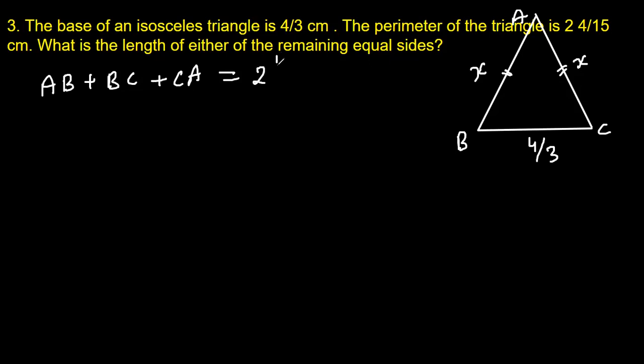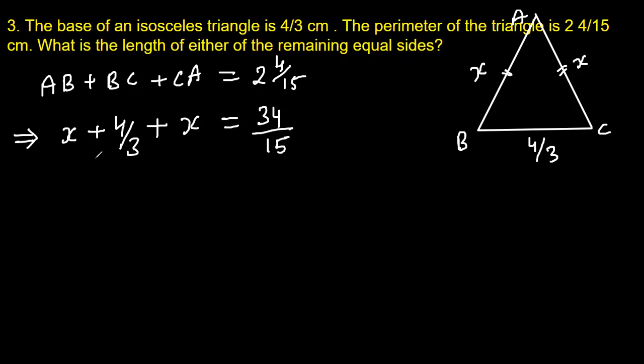what they have given, 2 4 by 15. This number 2 4 by 15, 15 times 2 is 30 plus 4, so 34 by 15 we can write. Value of AB is x. This implies x, BC is 4 by 3, and CA is also x, is going to be 34 by 15. X plus x is 2x, 1 mango and 1 mango, 2 mango. Plus 4 by 3 is 34 by 15.